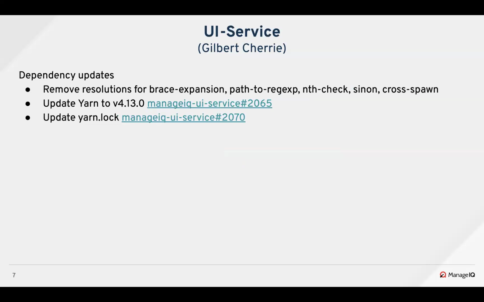For UI service, I had a bunch of PRs to remove unneeded resolutions for brace expansion, path to regexp, nth check, sign on, and crossbone. The bot updated our yarn version to 4.13, and I updated our yarn.lock to fix various security issues. Next slide.